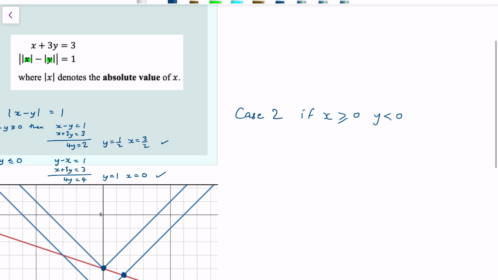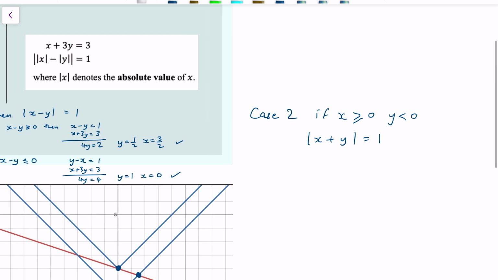So now the equation becomes the absolute value of x plus y equals 1, because that second absolute value symbol that's around the y, because y is negative, it's going to return the negative of the thing inside it. In other words, a positive number. And then we've got another couple of subcases.